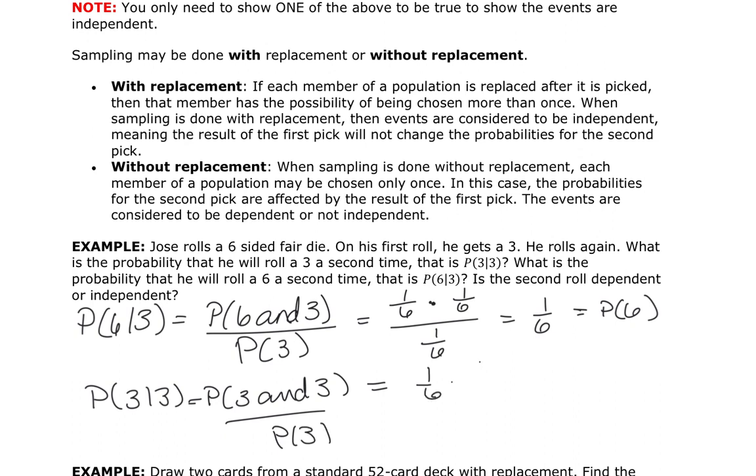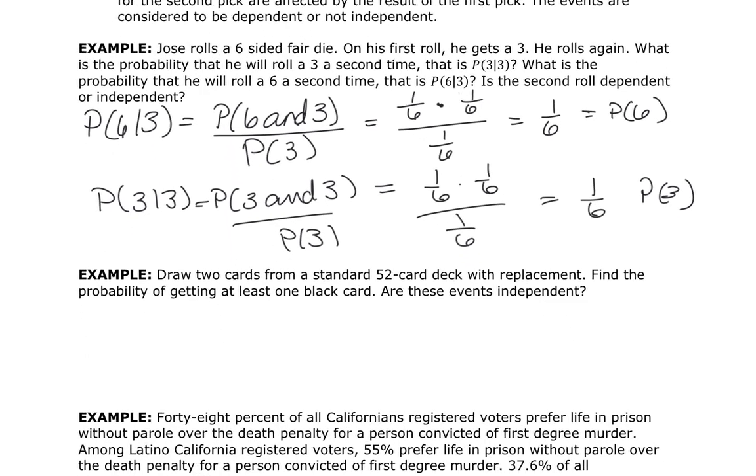So it's 1 in 6 multiplied by 1 in 6 divided by 1 in 6, which we know is 1 in 6, which is the probability of rolling a 3 in the first place.